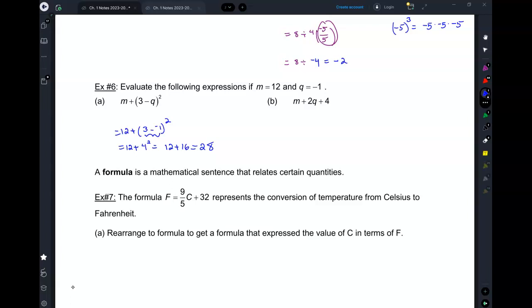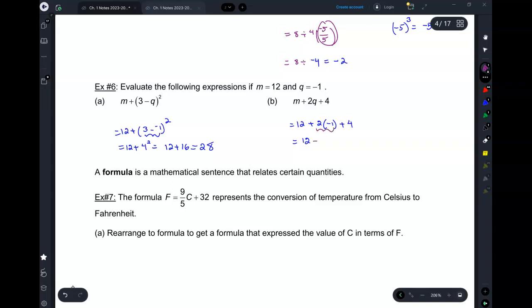Okay, so 12 plus 2 times negative 1 plus 4. Now this becomes negative 2. Okay? Plus 4. That's 14. Correct.